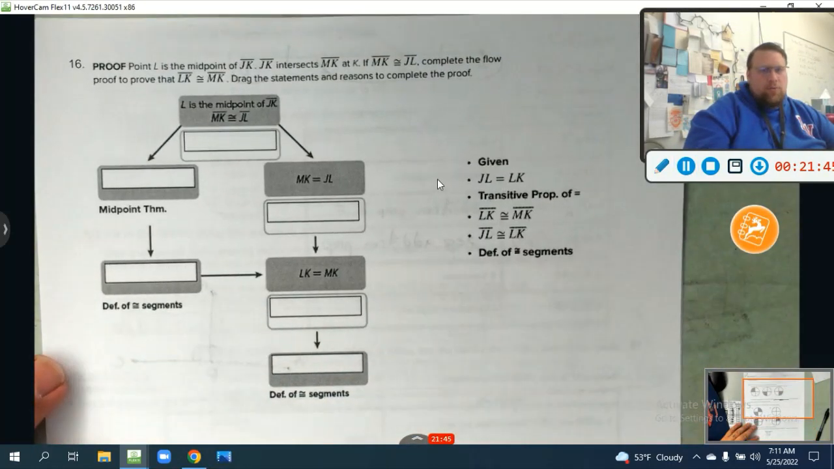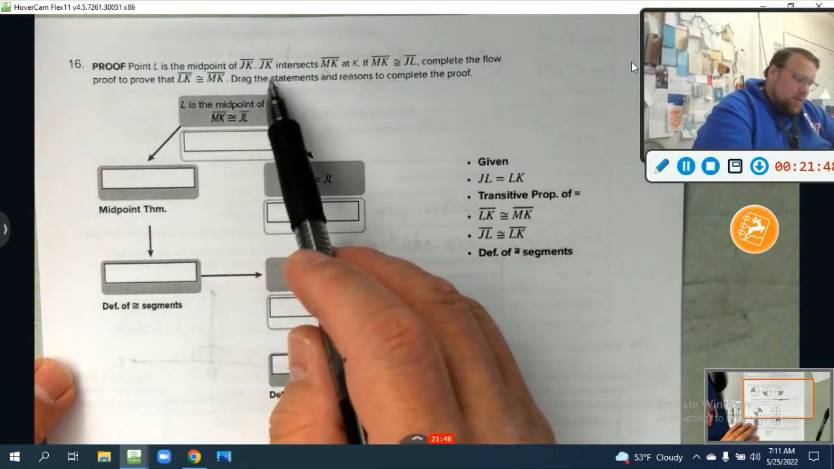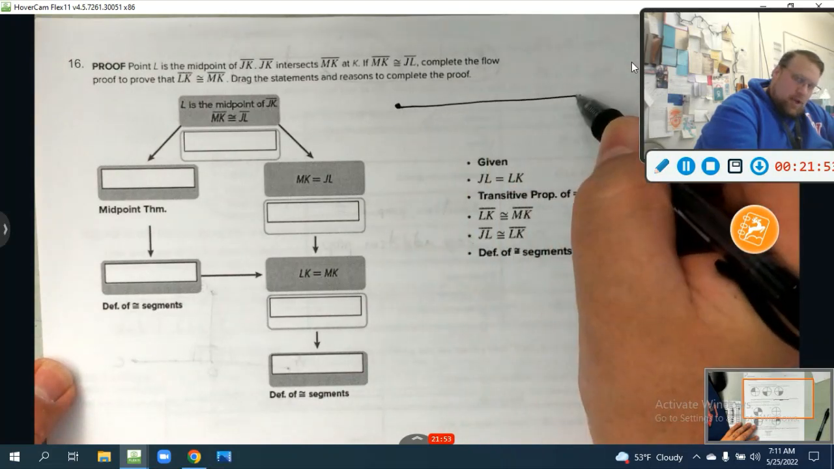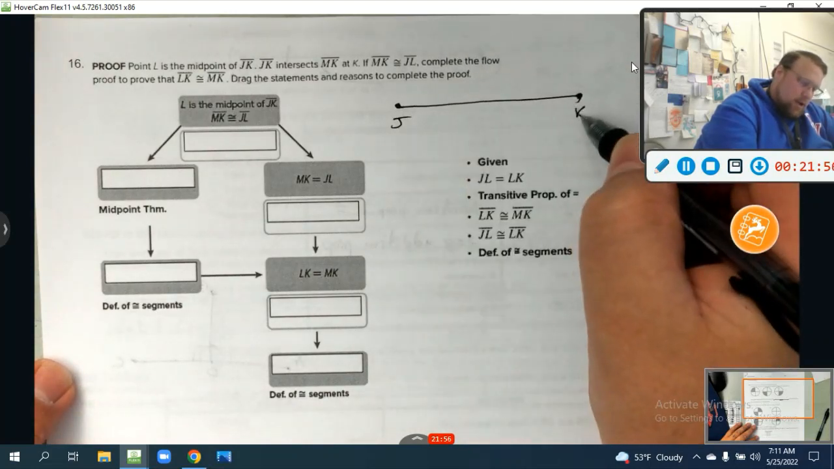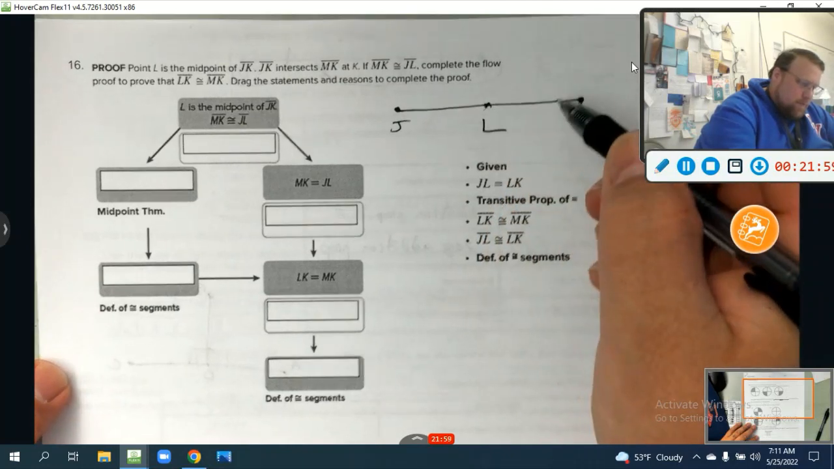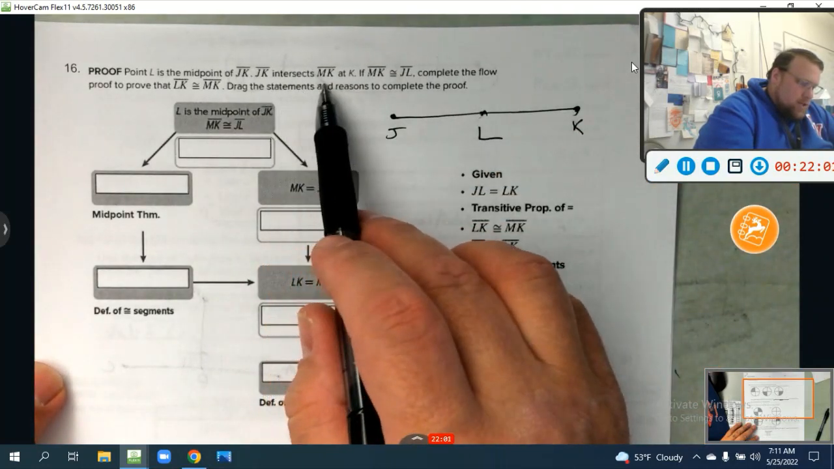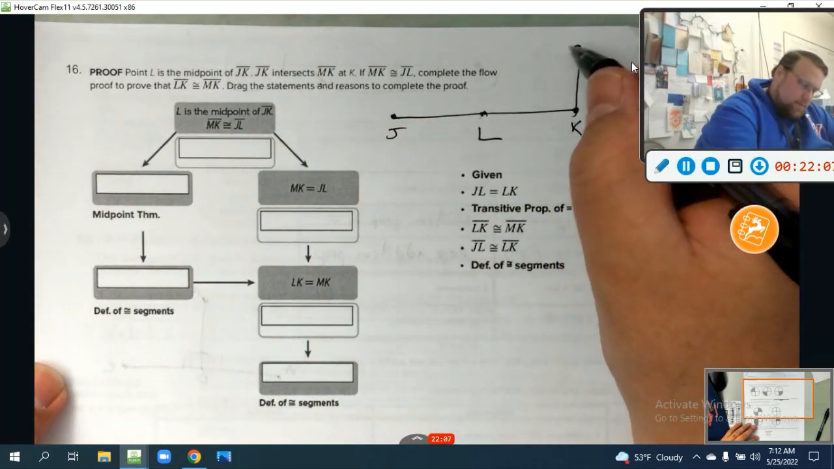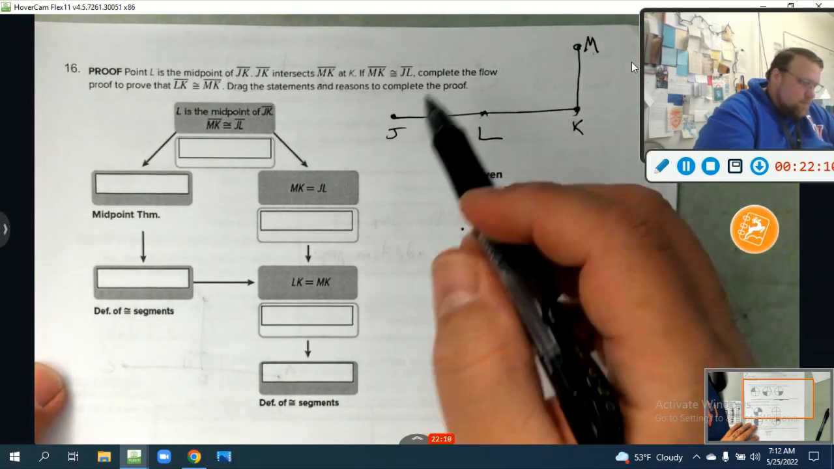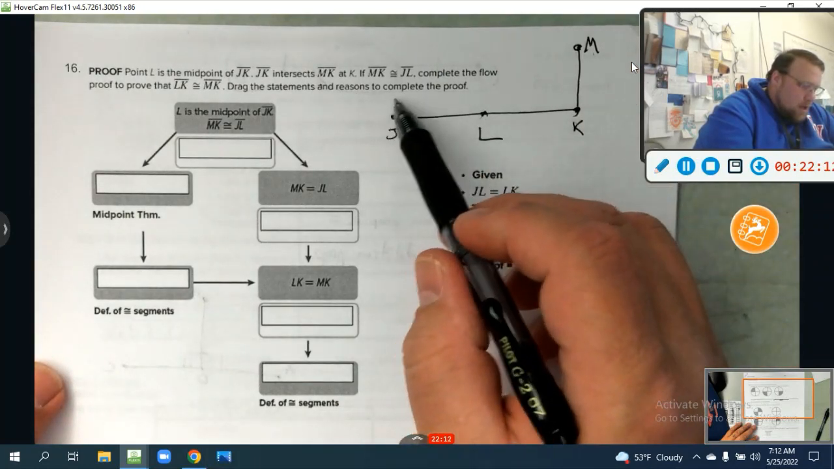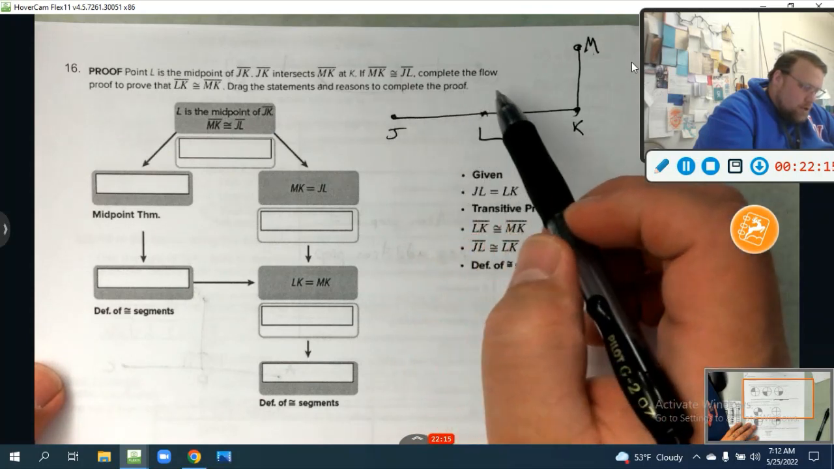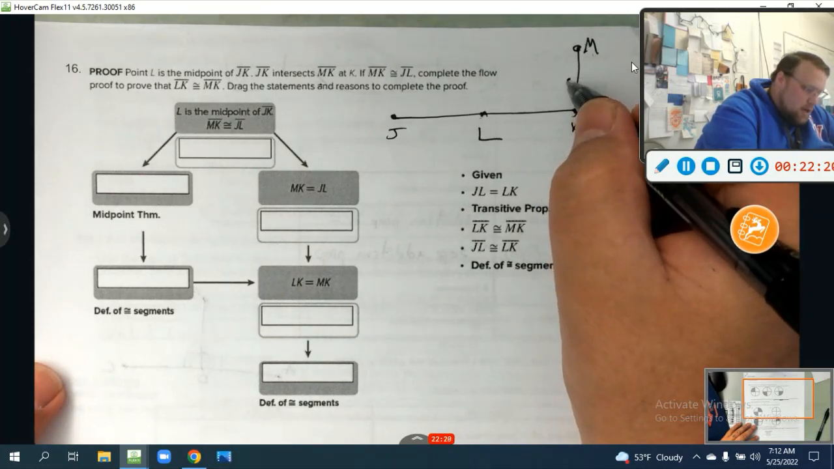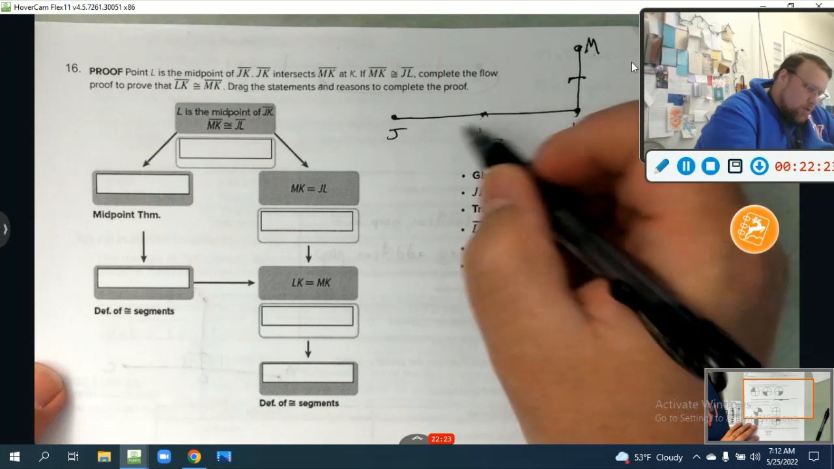Last, we're going to do a flow proof example. This says L is the midpoint of JK. All right, so we've got some JK. I always like to draw it. And L is the midpoint. JK intersects MK at K. Okay, so we've got some MK up here, right? If MK is congruent to JL, complete the flow proof. Okay, so they're saying MK is congruent to JL.